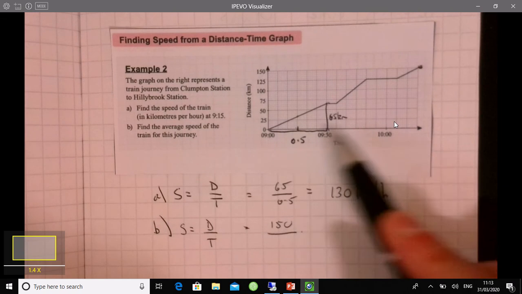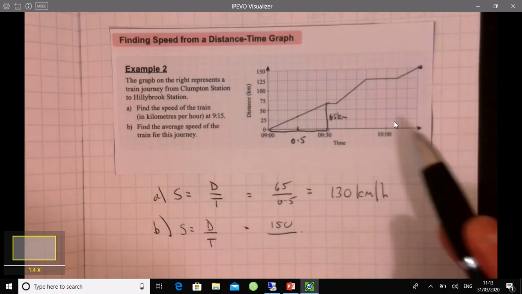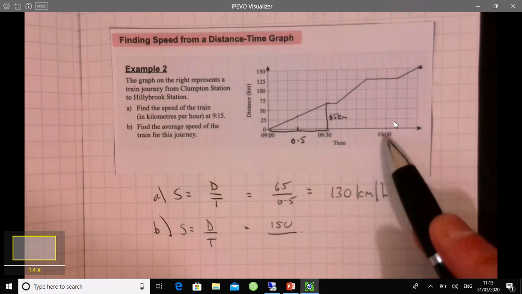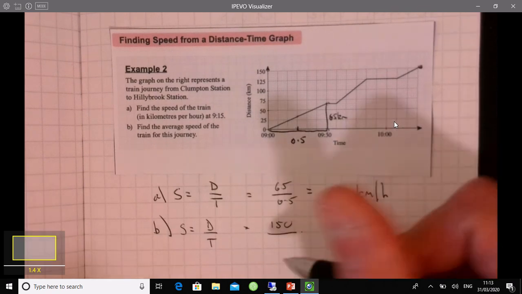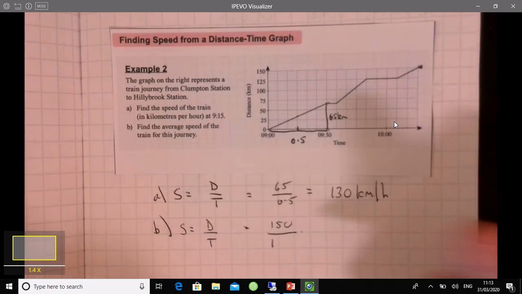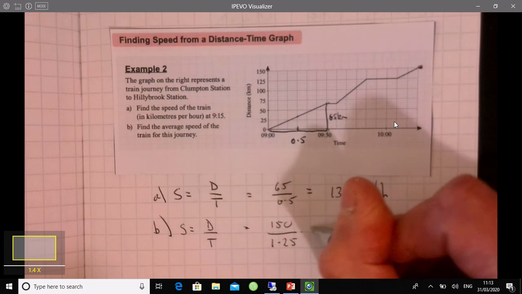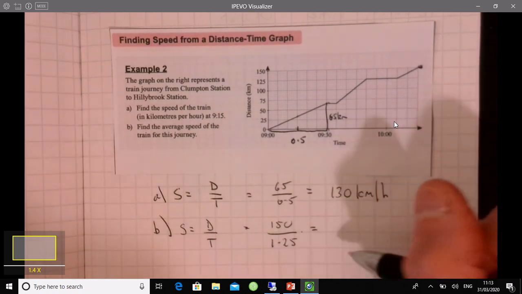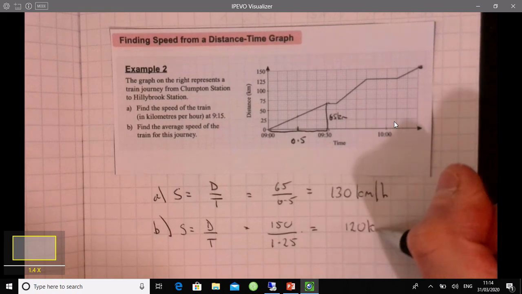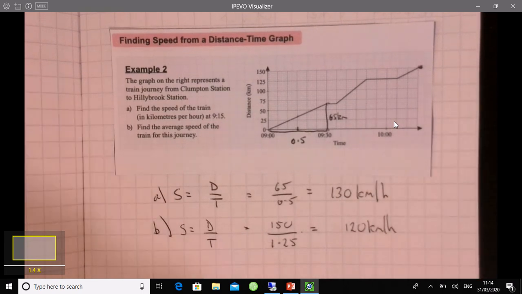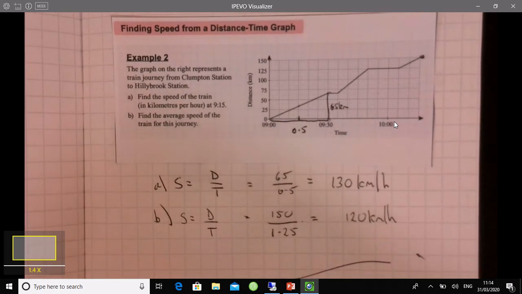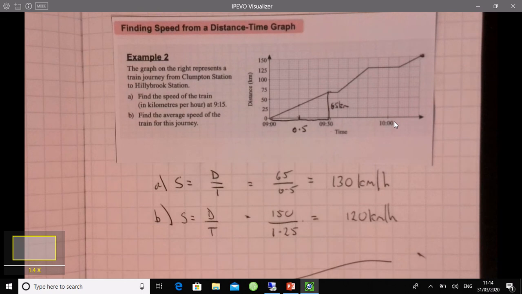Okay, so it's 1 hour, and if I look at this bit, 1, 2, 3, that's 15 minutes just there. So remember, I don't want to write 15 minutes as a quarter of an hour. So I write it like that. So it's 1.25. So if I do 150 divided by 1.25, that will give me 120 kilometers per hour. Alright, there you go. Have a go. See how you get on. And next time we're going to have a look at velocity time graphs. Okay, right, there you go. Well done.